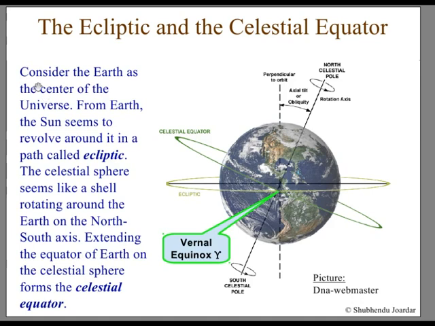Now I will read it here. Consider the Earth as the center of the universe. From Earth, the Sun seems to revolve around it in a path called the ecliptic. The celestial sphere seems like a shell rotating around the Earth on the north-south axis, and extending the equator of Earth on the celestial sphere forms the celestial equator.